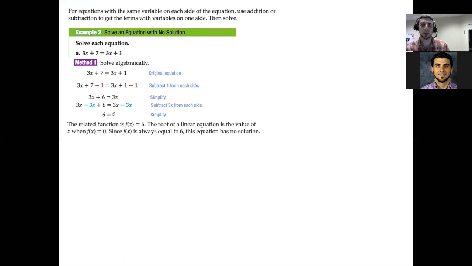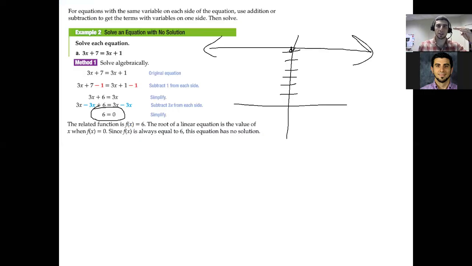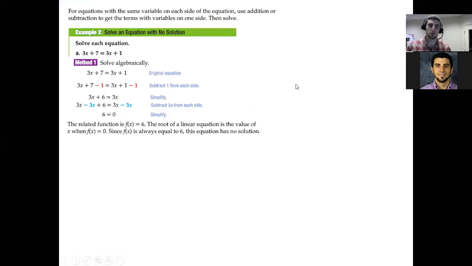Now, I will say that the related function, since this is set equal to 0 here, remember you replace 0 with f of x, the related function is f of x equals 6, which is going to be a horizontal line going through 6 on the y-axis. It would look like this. It would be a horizontal line like that. And if you think about it, a horizontal line doesn't have any slant to it. So it's never going to come down to touch the x-axis anywhere. So it never has an x-intercept. So that's why there's no solution for that one.